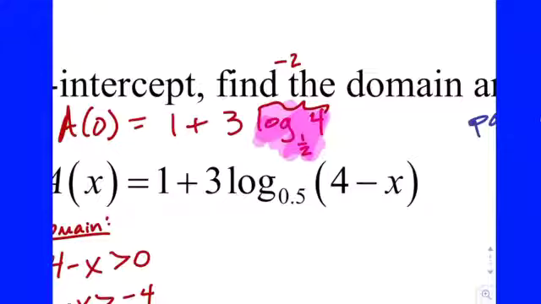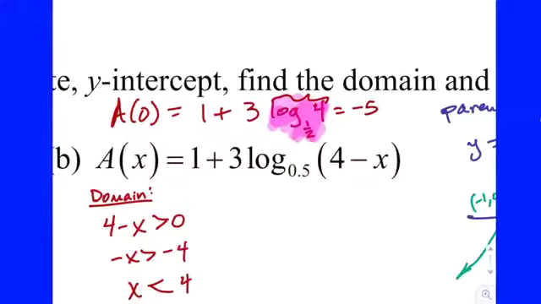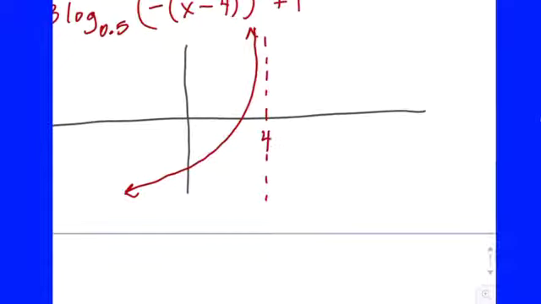-6. And what's 1 minus 6? -5. So in that case, we don't have to just get the sign. We get the actual number because it was a log that we could simplify. But it is, in fact, negative. So we were in the right spot. So I'm going to go ahead and label that as 0, -5.